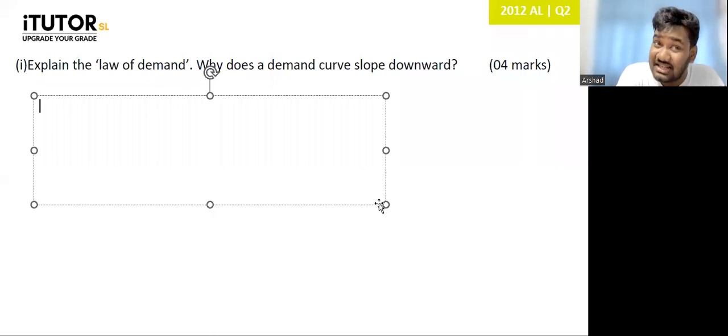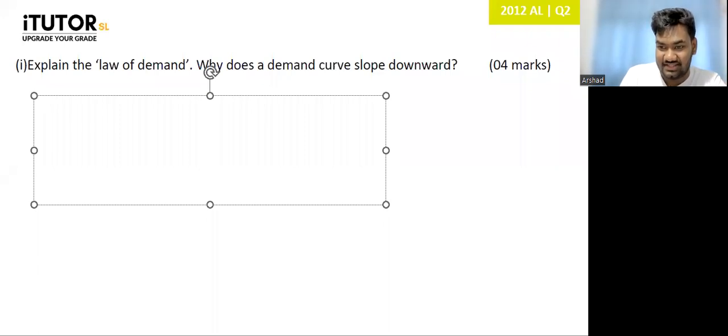When they ask why does the demand curve slope downwards, you can't say because of law of demand. You need to say why is there a law of demand? What are the reasons behind the law of demand? Right. Okay, that is the answer.